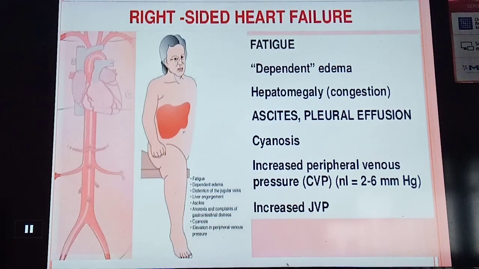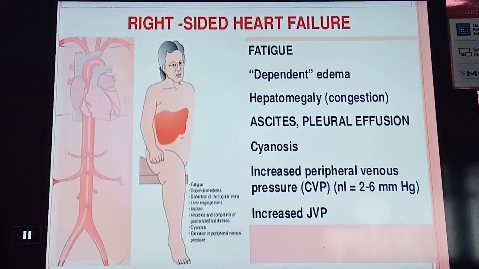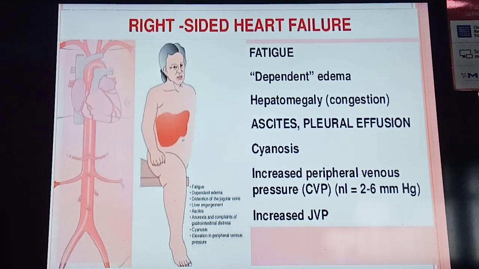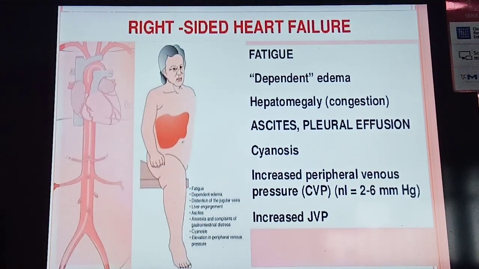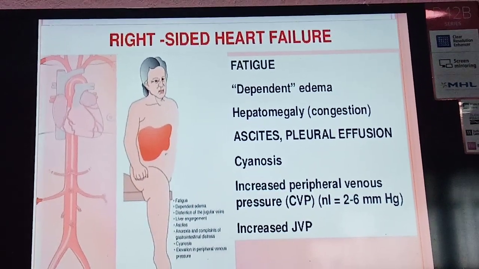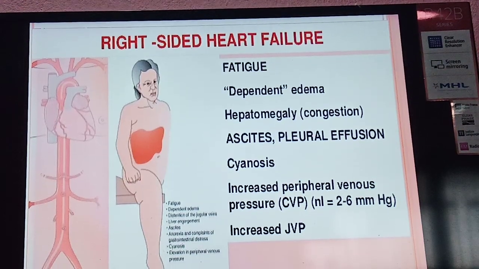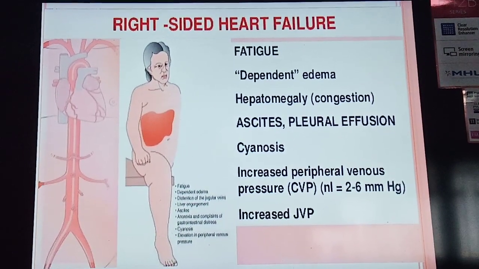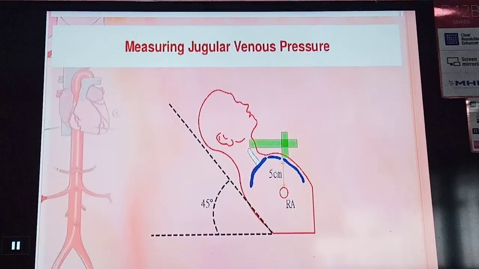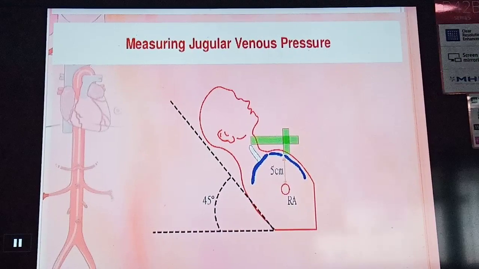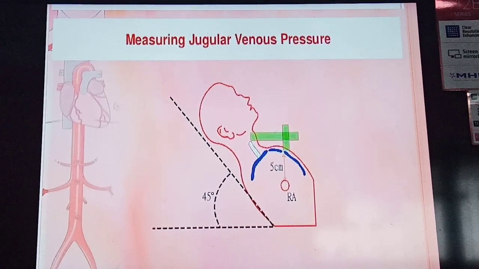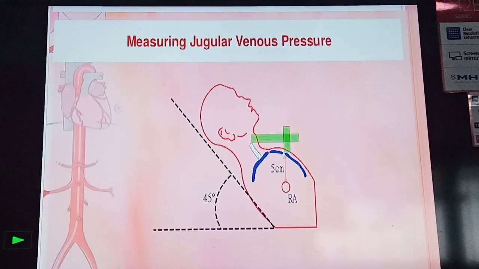For right-sided heart failure, in the diagram you see the different clinical features. There is development of fatigue, dependent edema, hepatomegaly, ascites, pleural effusion, cyanosis, and increased peripheral venous pressure and increased jugular venous pressure, JVP. Here you see in the diagram how to measure the jugular venous pressure. There is an increase in jugular venous pressure in right-sided heart failure.